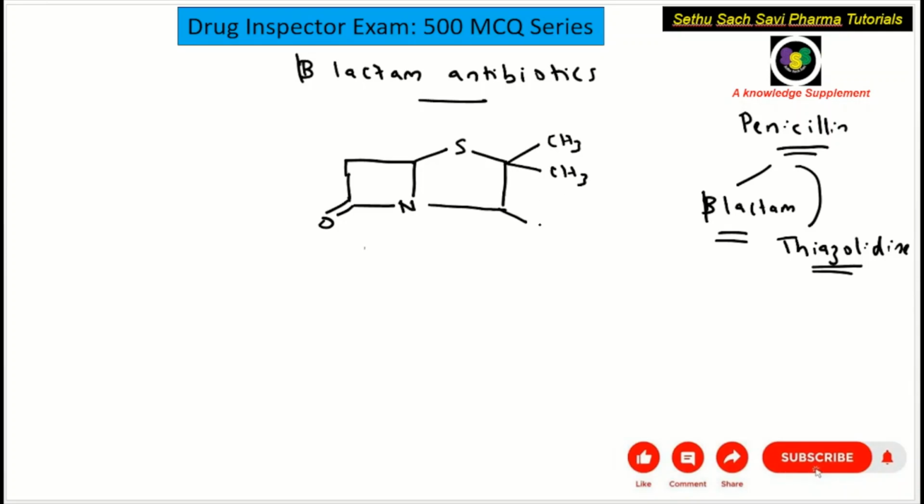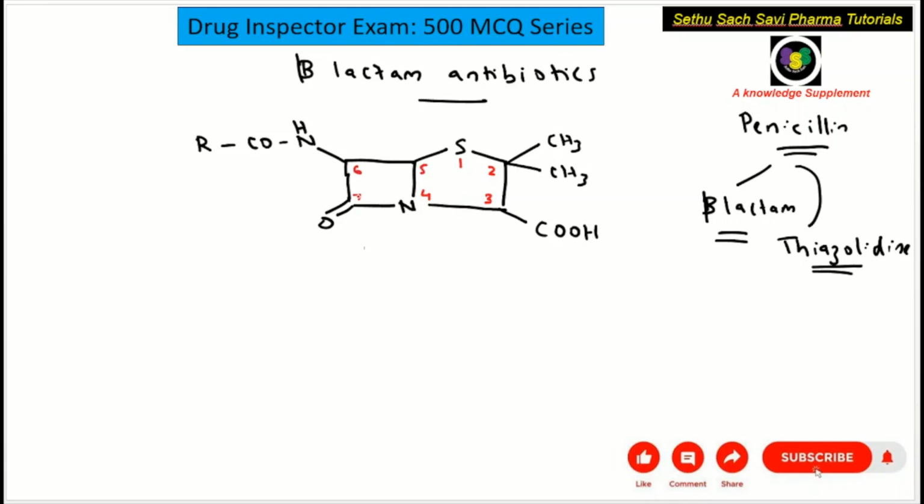I'm going to draw the general structure of penicillin. There is a carboxyl group at this side, and at this position there is an RCONH group. So this is the general structure of penicillin, and the numbering is: this is the first atom, this is the second atom, this is the third atom, this is the fourth atom, fifth, sixth, and seventh.